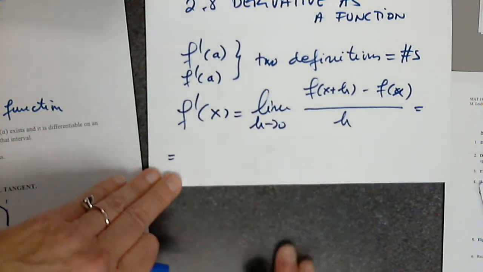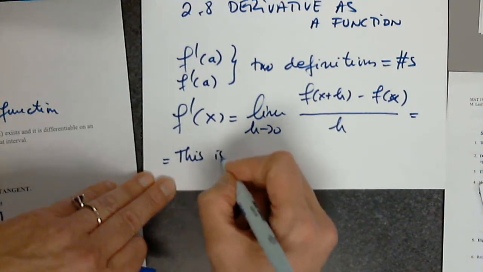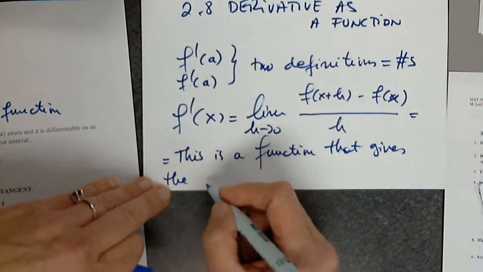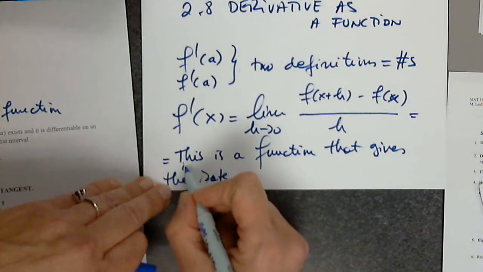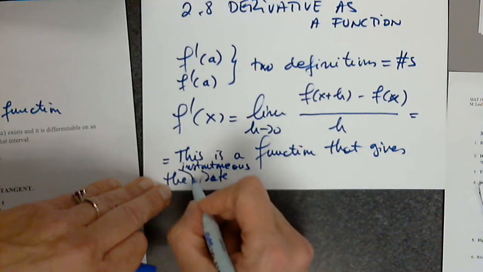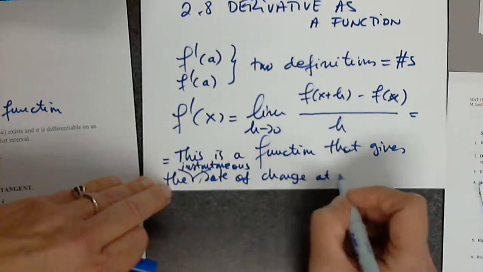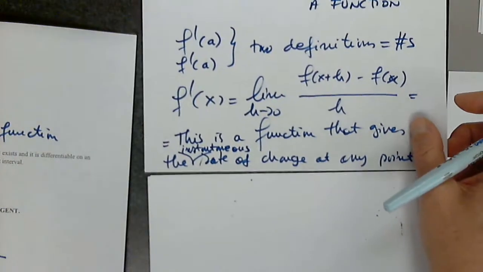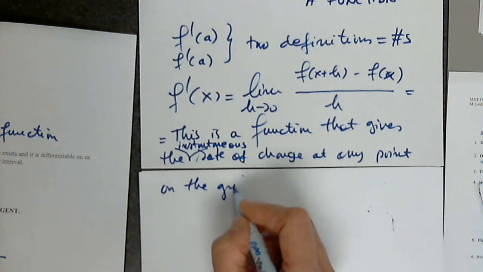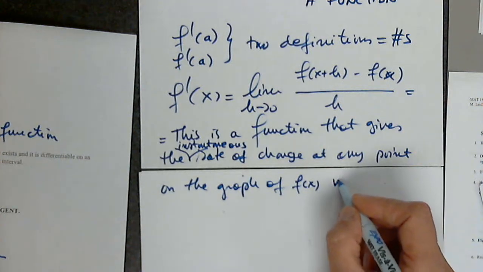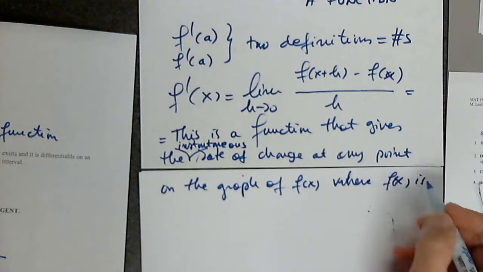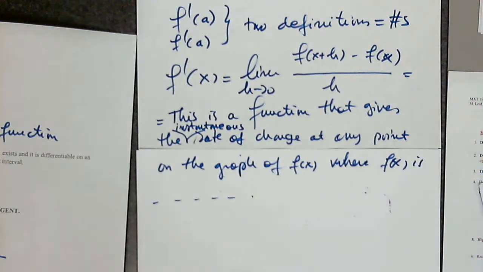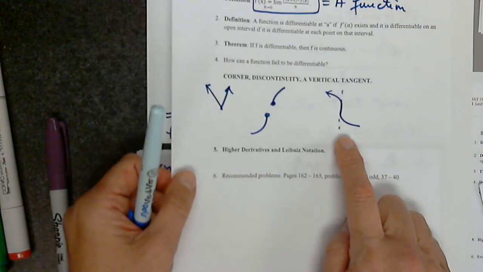And what does this represent? And this is very important. This is a function that gives the rate of change, the instantaneous rate of change at any point on the function, on the graph of f of x, where f of x is... careful, this function is continuous, but it's not what?